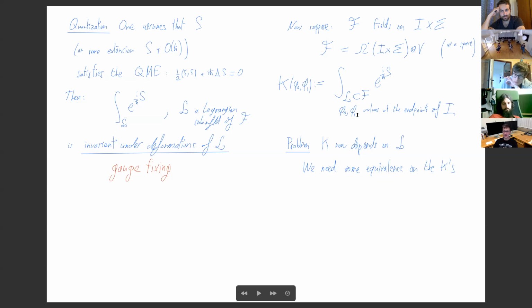fields, and you fix some endpoint values of the field, some phi 0 and phi 1, that correspond to some Lagrangian manifold, some symplectic space of boundary fields that I haven't introduced yet. Okay, but suppose you can do that.